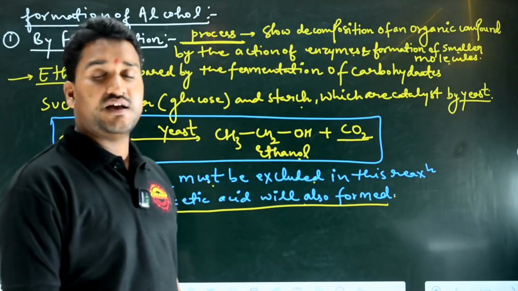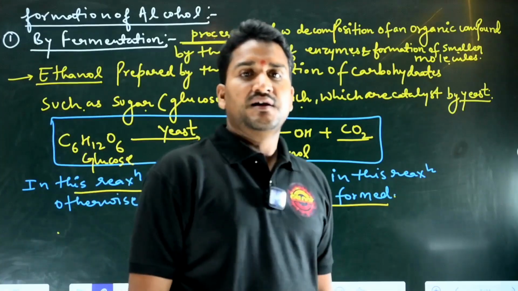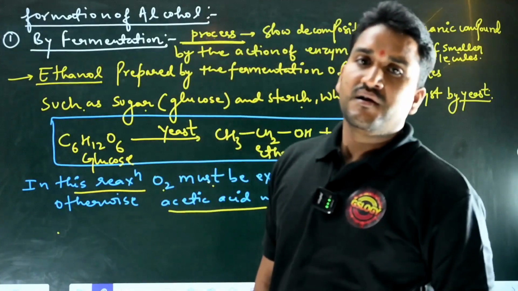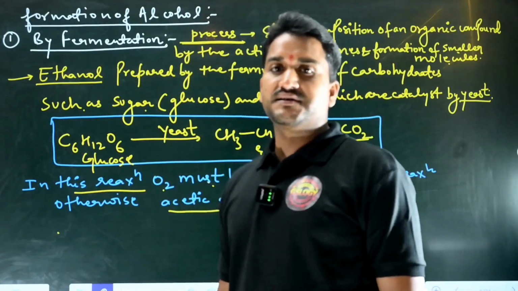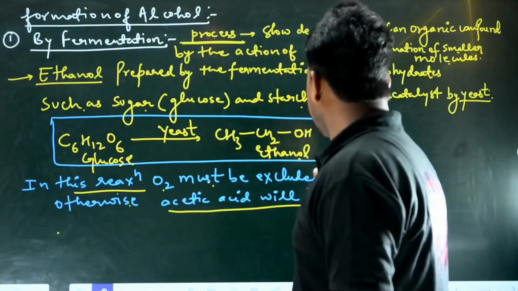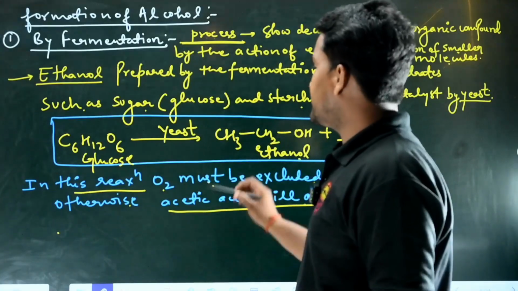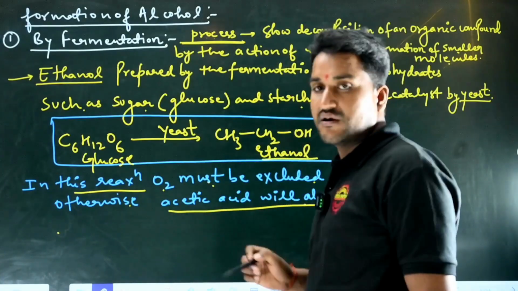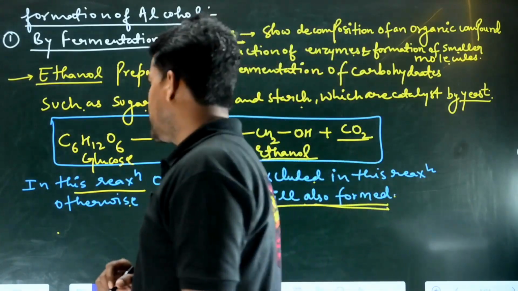What do you have to do with O2? You have to keep it out. Otherwise you will obtain the final product acetic acid. Otherwise you will obtain ethanoic acid in place of ethanol.